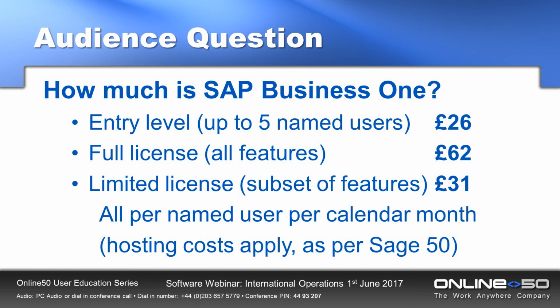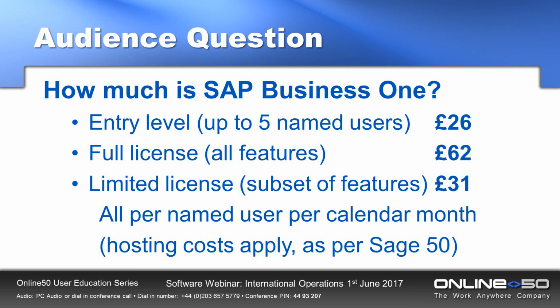That license, sorry, there's been a bit of preamble. It was a direct question. This is the direct answer. That license is £26 per named user per month. Now, it is per named user. Sage is licensed by simultaneous users, concurrent users, so the way it's licensed is slightly different.